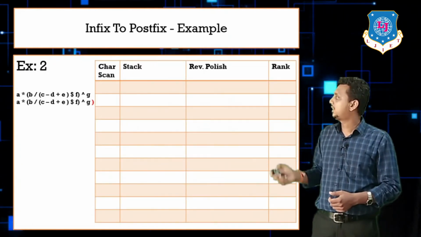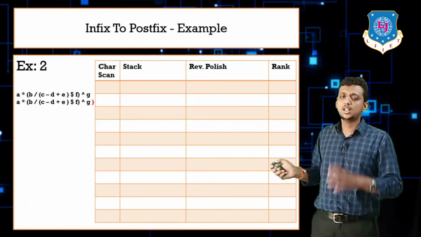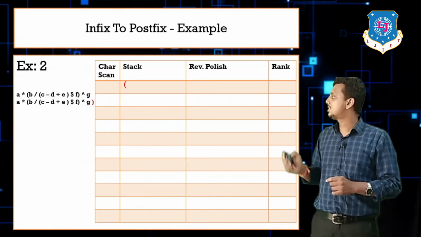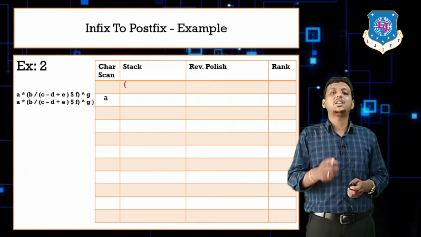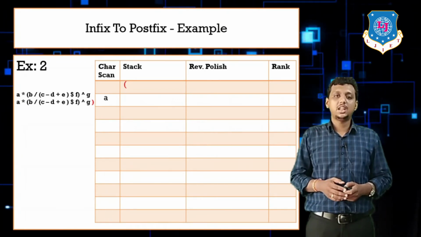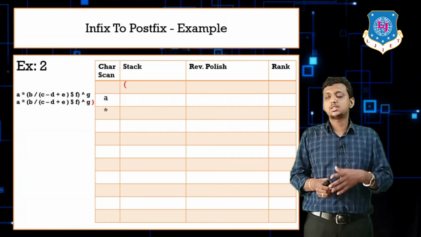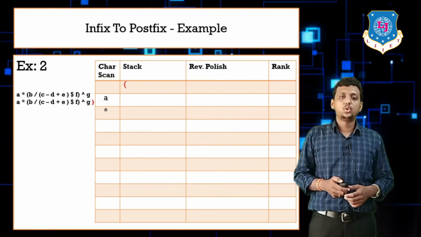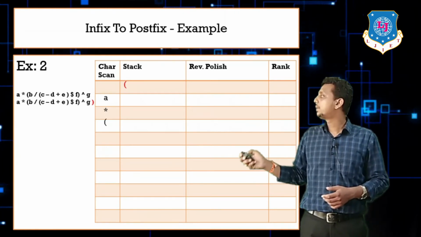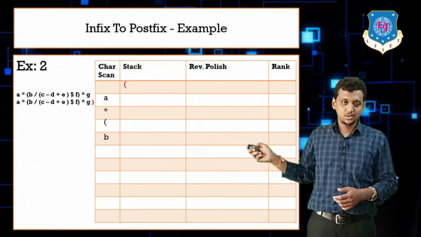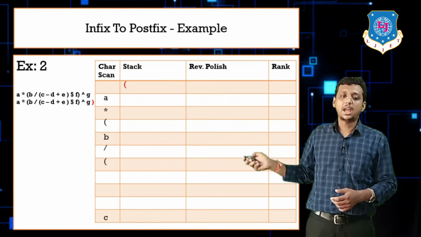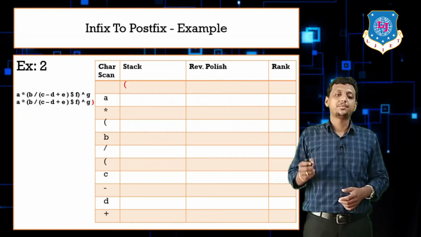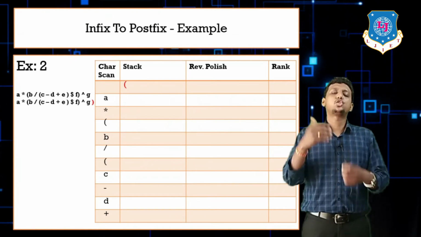So here we have the columns character scan, stack, reverse polish, and rank. Four columns are there. The first thing we need to do is put an opening bracket in the stack. Then, students, we start with A, the first character. I'm just going to write down each and every element in my first column so I do not forget it later on. So here it is: A plus opening B division opening C minus D then plus then E. The rest of the terms I'll show you in the next slide.